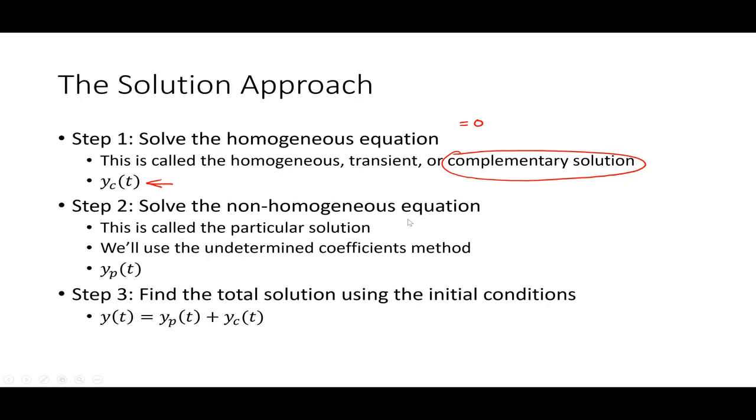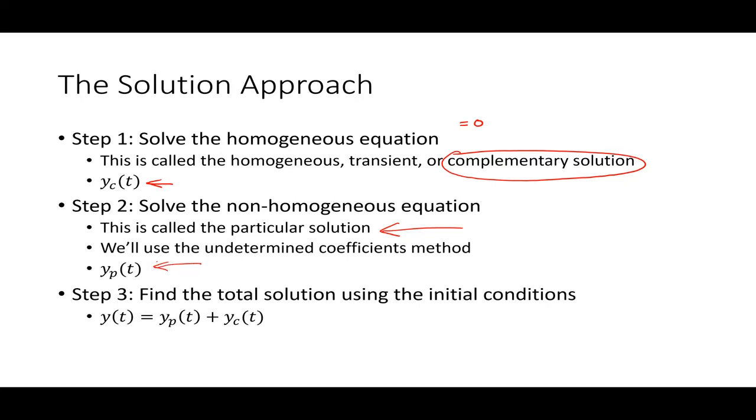Then we solve the non-homogeneous equation. The solution to this guy is called the particular solution. Okay. For this, we use something called the Undetermined Coefficients method. At least that's what I'm going to use. And I'm going to call that solution yp of t.